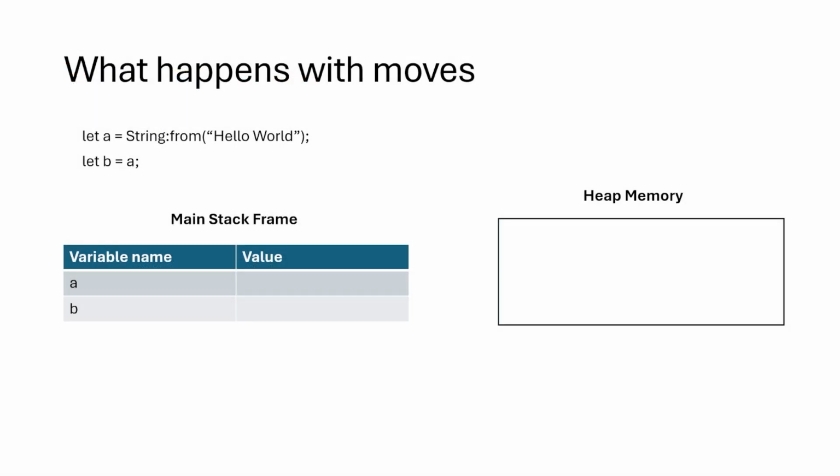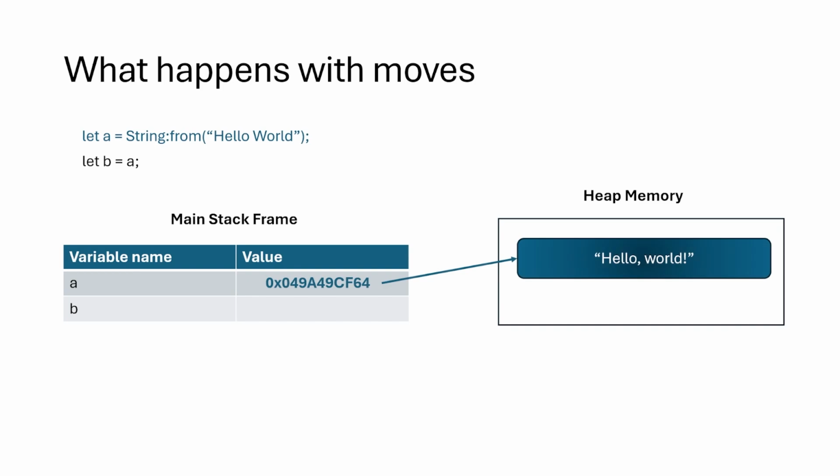So let's break down the little program that we just looked at, right? So if we look at the first line where we set let a to string from hello world, what's happened is, once again, we've assigned an address on the stack for variable a, and that's pointing to some string in our heap memory, right? And then what happens is we've said to it, okay, now I want b to be a, right? That's the next line.